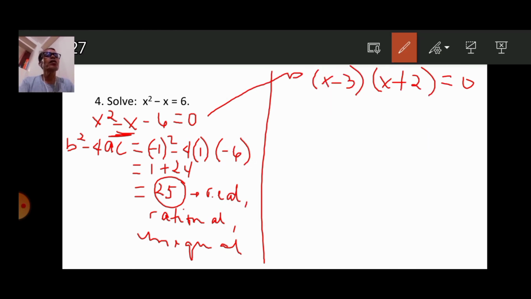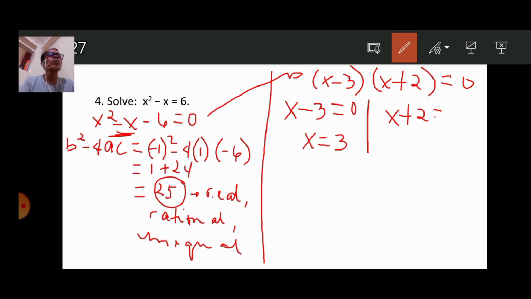Okay, so equate the factors to 0. You will have x minus 3 equals 0. Transpose 3 to the other side, or solving for x, you will have x equals 3. Now the other one, equate it to 0. You will have x plus 2 equals 0. Transpose 2 to the other side, or solving for x, you will have x equals negative 2.